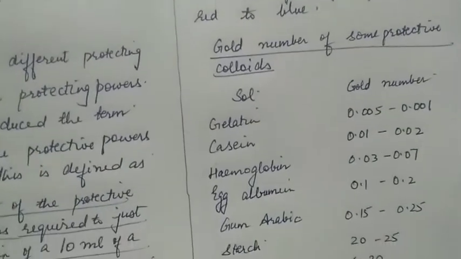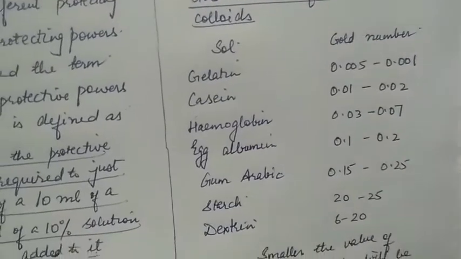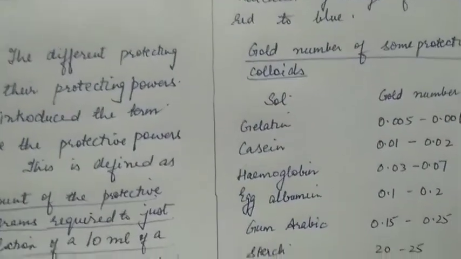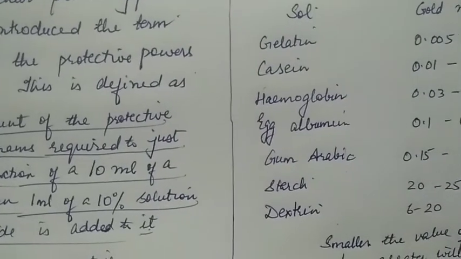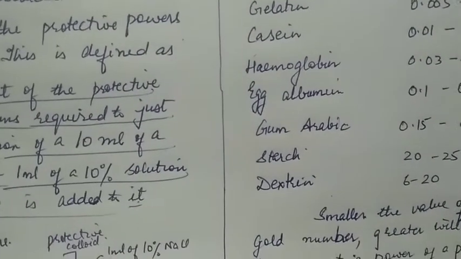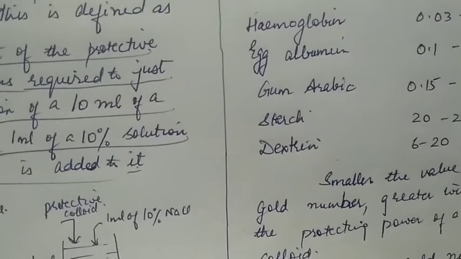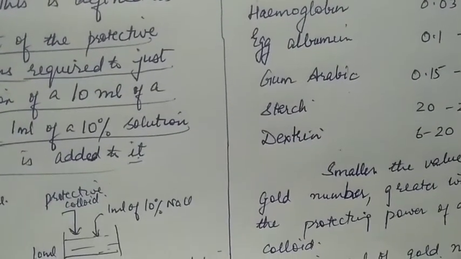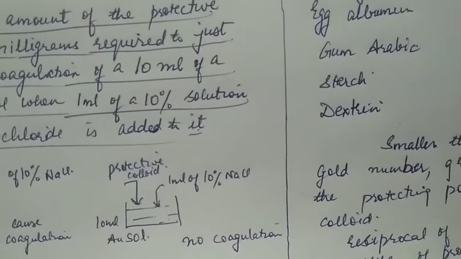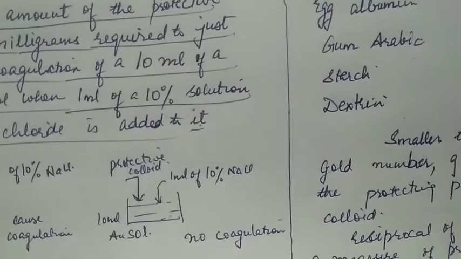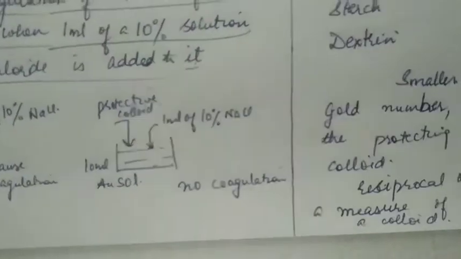Gold numbers of some protective colloids are: gelatin 0.005 to 0.01, casein 0.01 to 0.02, hemoglobin 0.03 to 0.07, egg albumin 0.1 to 0.2, then gum arabic 0.15 to 0.25, starch 20 to 25 milligrams, and dextrin 6 to 20.